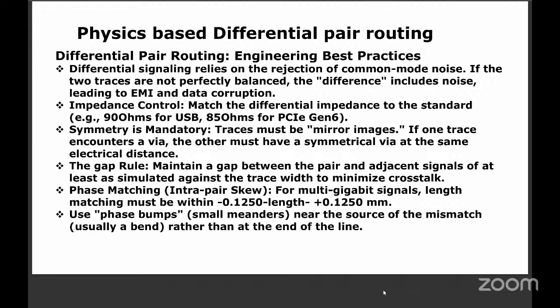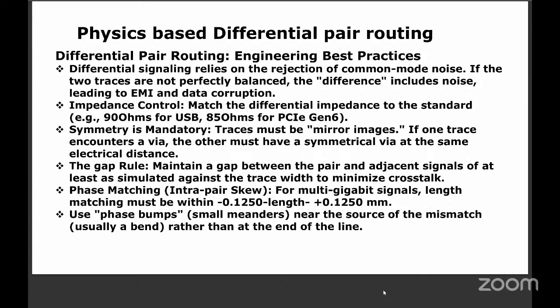Gap rule, greater than 3W gap between a differential pair and a single-ended line, and even between two differential pairs. Phase matching, when we say 1 mil, it is 0.0254 mm. Some people follow 0 to 0.0254 mm, but some people follow minus 0.125 to plus 0.125. So that's how people differ in different ways.